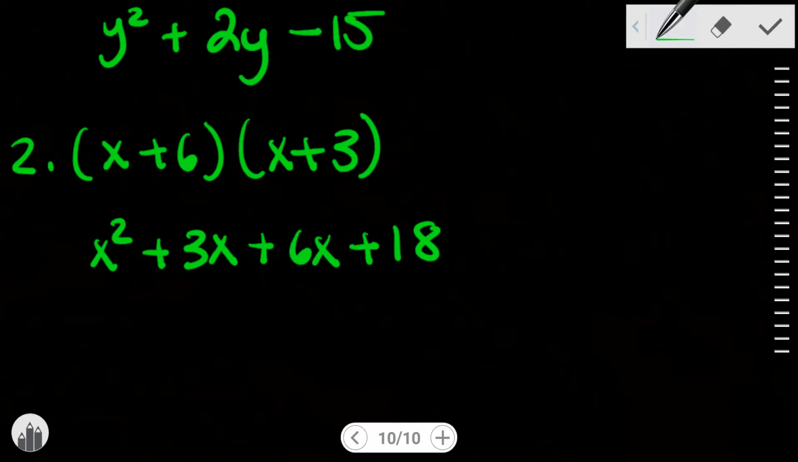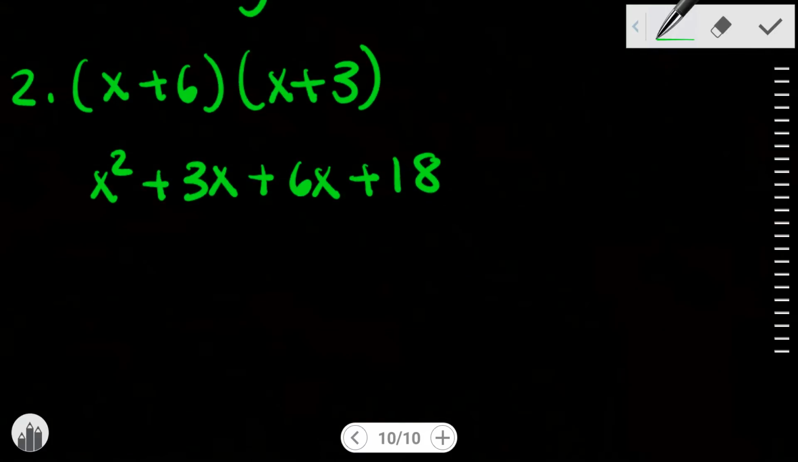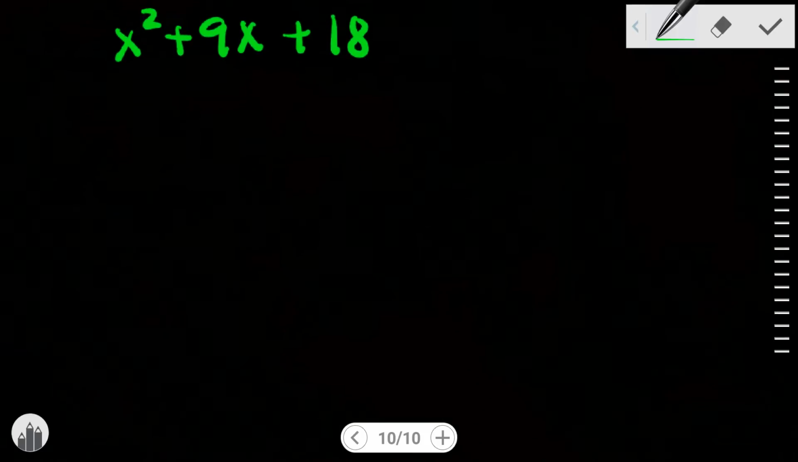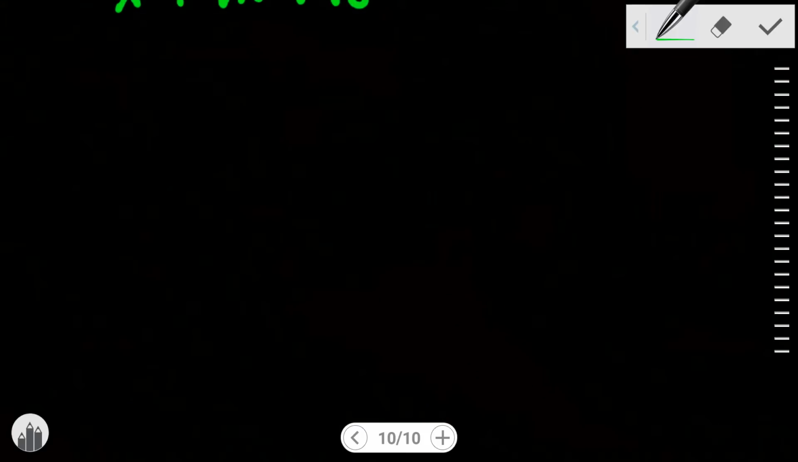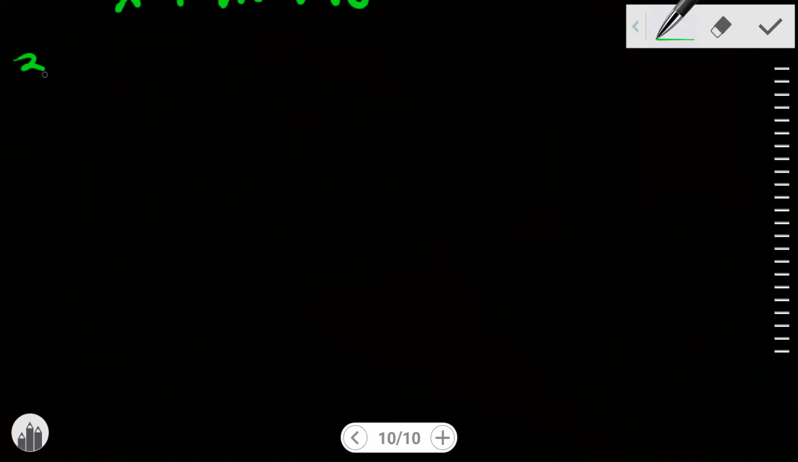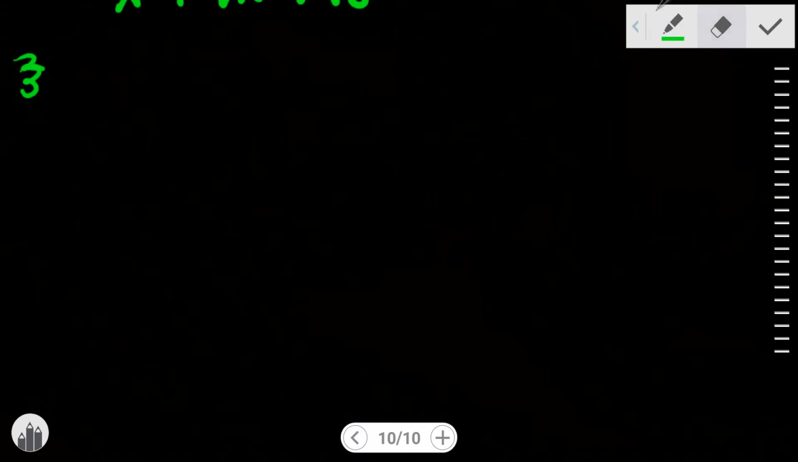18. So you need to simplify this down so you can get a more simplified answer, because sometimes teachers will take off points for not simplifying your answers. So the more simplified answer would be x squared plus 9x plus 18. And that is the multiplied out binomial. Let's go ahead and do a couple more, get a couple more examples in. I always like a lot of examples, especially when I was in class. The more examples, the better for me.